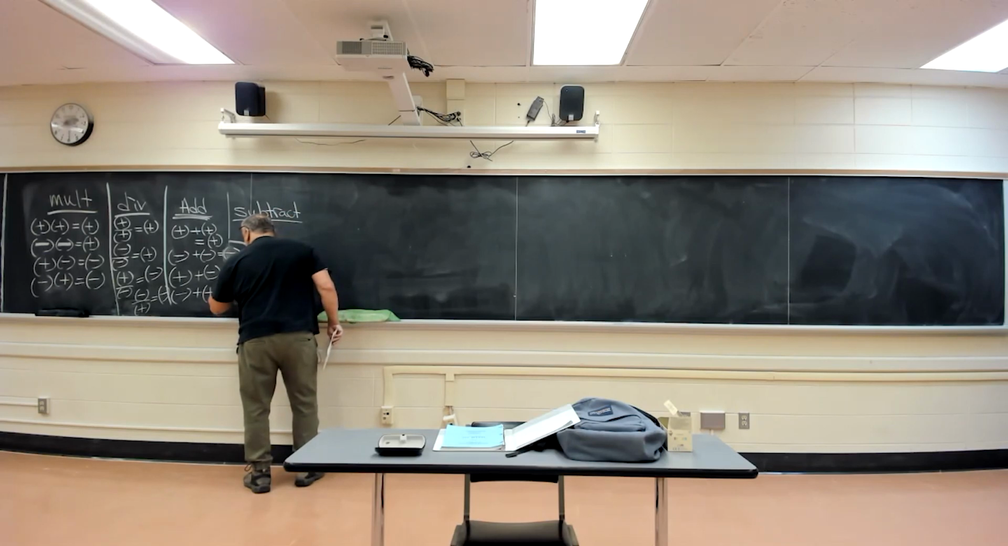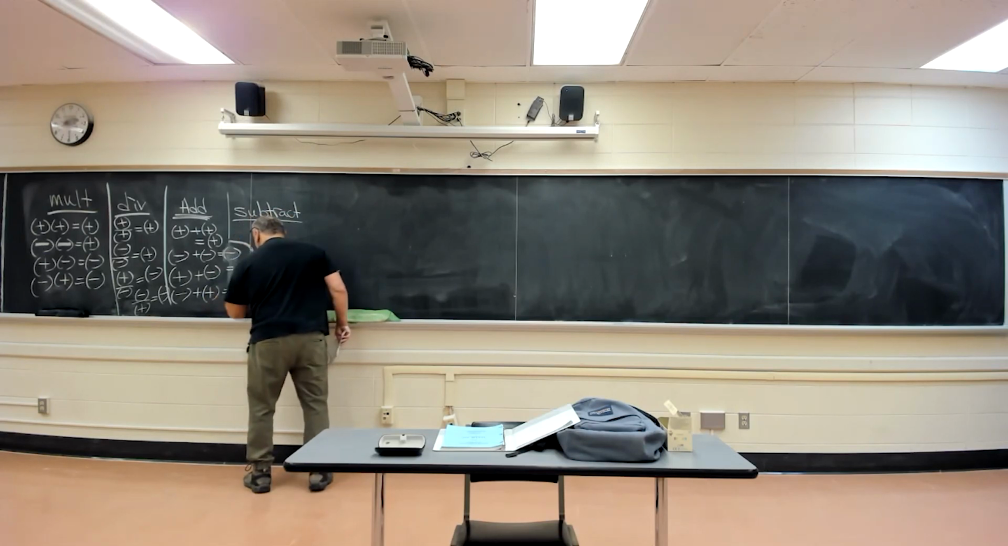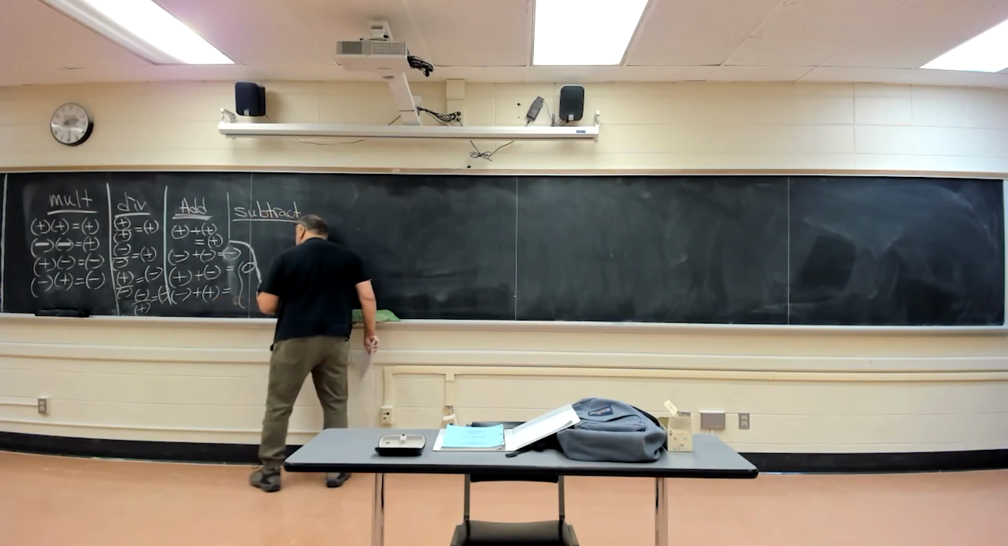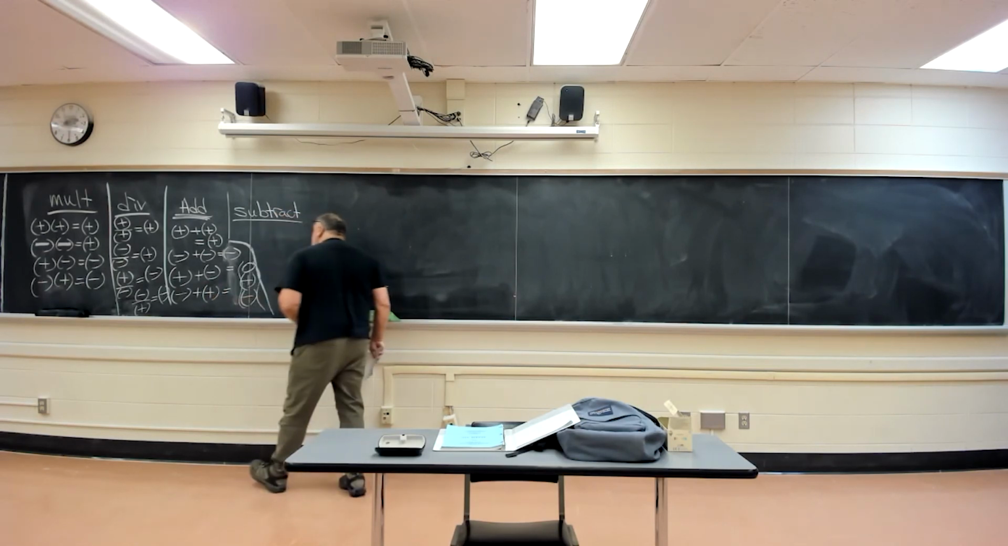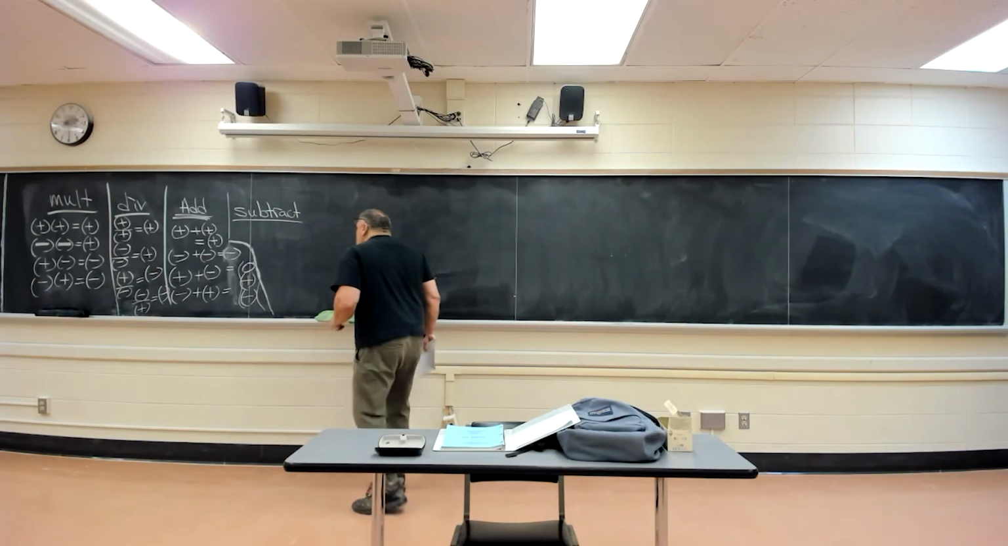You can get, if they are of the same magnitude but of opposite sign, if their absolute values are the same but they're of opposite sign, you get 0 as an answer. If the positive number has a bigger magnitude, it wins the tug of war. You get a positive answer. If the negative number has a bigger magnitude, bigger absolute value, then you get a negative answer at the end. It's a tug of war.